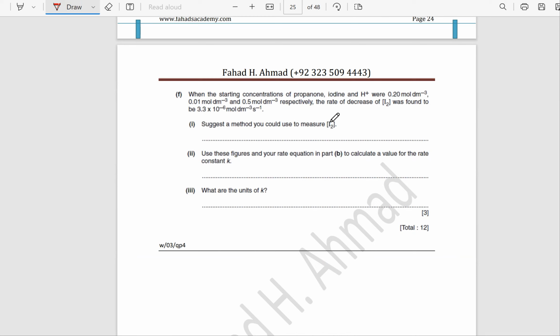What is the method by which you can measure the concentration of iodine? I mean, in any experiment, how do you measure the concentration of anything? What did you do in practicals? Adding in excess. No, I mean, NaOH is given. How would you measure the concentration of NaOH in the lab?